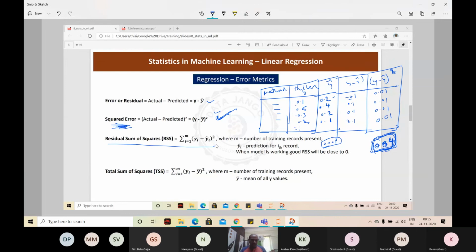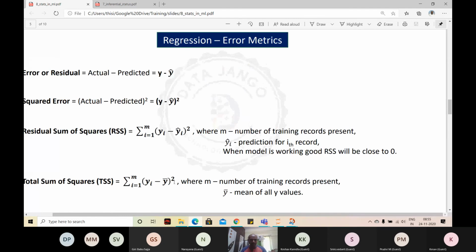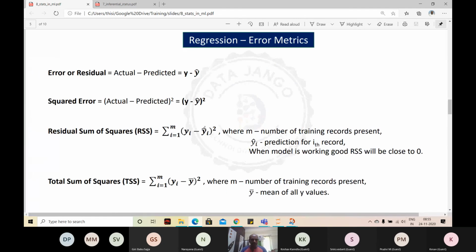So residual sum of squares is squared error. Right? Total sum of squares, there is another metric called as total sum of squares. If you see this, right, this is y bar, this is not y cap. I think here we can magnify this. See this? This is y bar. What is y bar? I think we saw x bar, right, somewhere. Y bar is the mean of all values, right? All the y values.